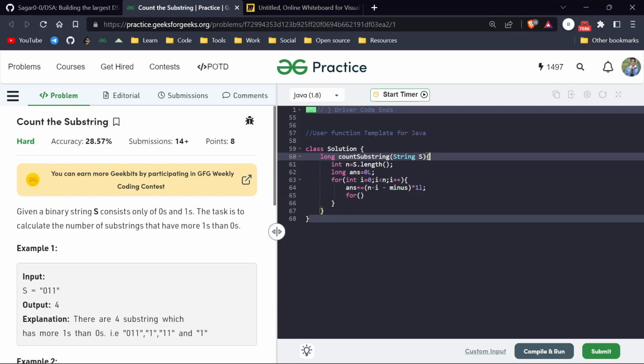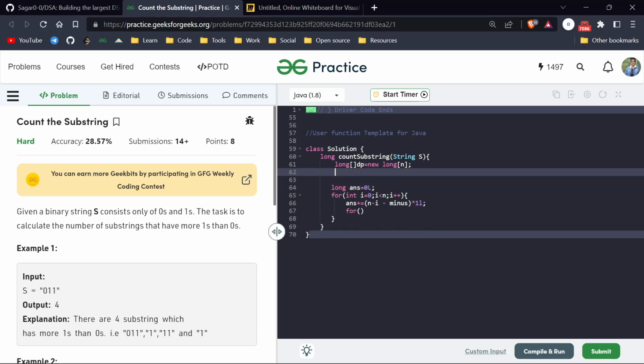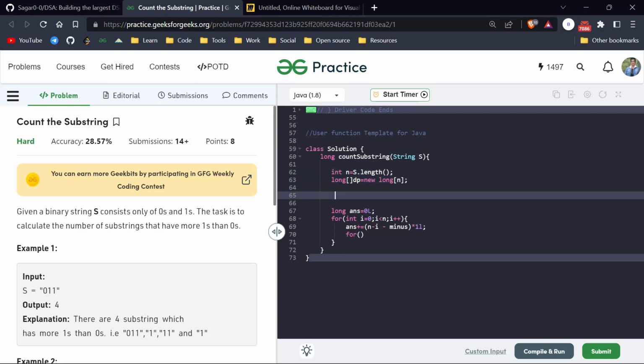So I will also write this thing because we have to create our DP. DP will be, I think it should also be a long DP, and it is of size n. So I will just cut it from here. So long DP it is. Okay, I think the indentation is wrong here. Okay, anyway. First of all, we are doing this thing. I have to correct it.